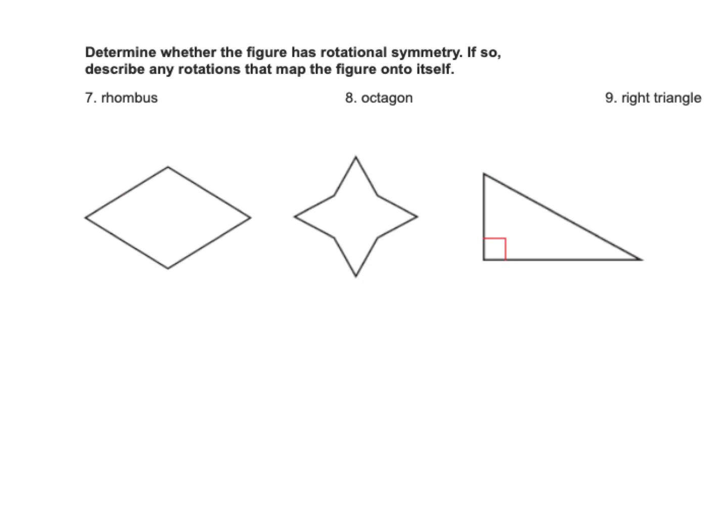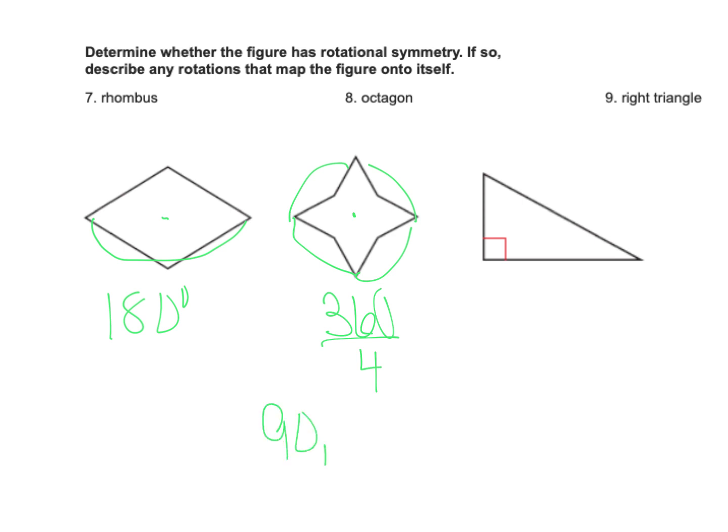So the rhombus is what that is. It looks a little bit like a diamond. If you put a pin in the middle, at 180 degrees it would rotate back onto itself, so 180 degrees. If you look here at 1, 2, 3, 4 times, it will map onto itself, so 360 divided by 4 is every 90 degrees, so you'd have 90, 180, 270, and 360.